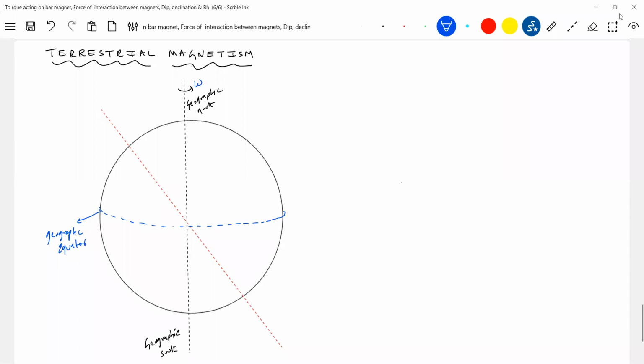Now the Earth is also producing its own magnetic field. From where will that magnetic field come? We have one very simple idea that the core is made up of ions. And as we know that an electron revolving in a circular path will produce a magnetic field.